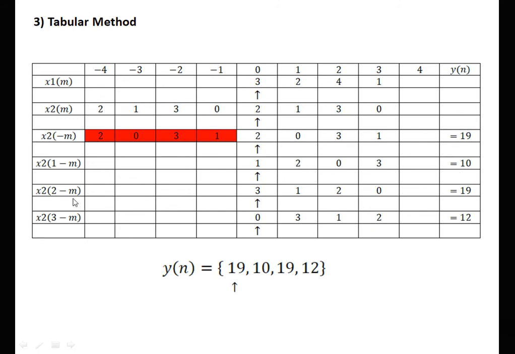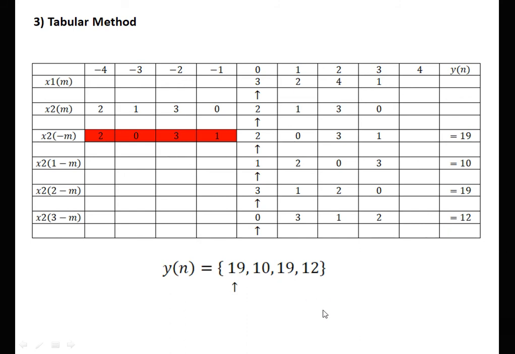In the next, 2 minus m. Now here for x2 of minus m, we require to shift the arrow back 2 units on the left, 1 and 2. So it will come 3120. We do the corresponding multiplication and we are getting the answer 19. Next, x2 of 3 minus m. This is the signal. We shift the arrow by 3 times, 1, 2 and 3, and our signal becomes 0312. We do the corresponding element multiplication and their summation, and we are getting the answer 10, 19, 19, 12.